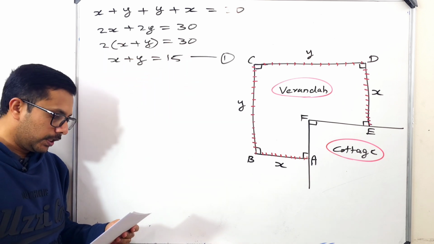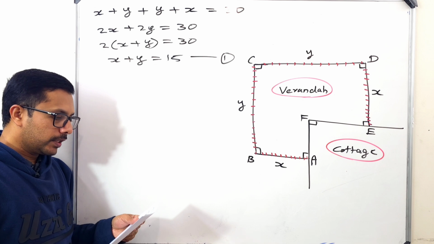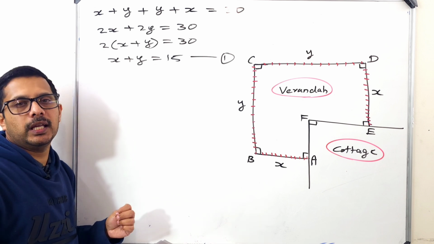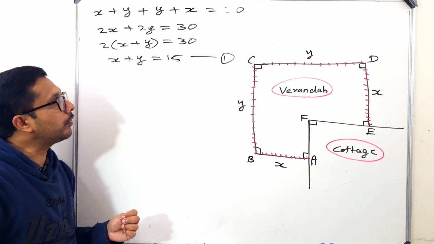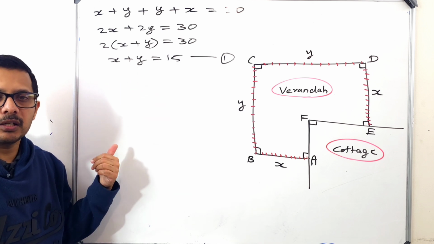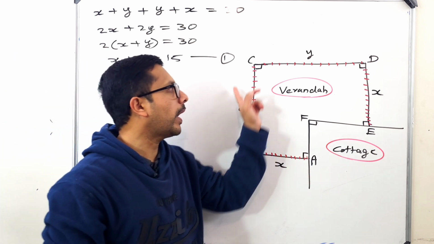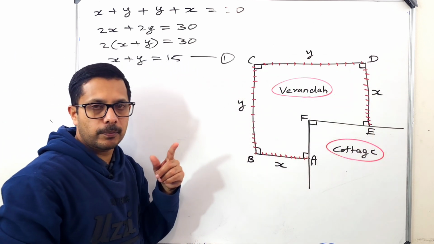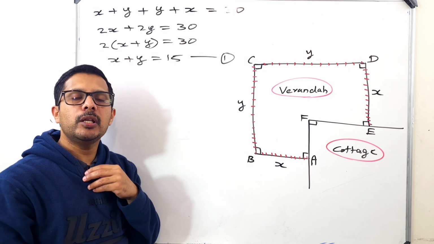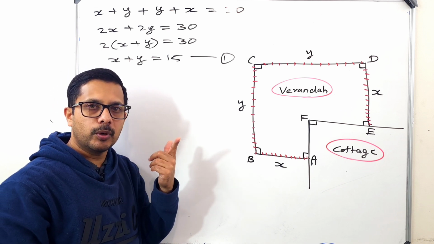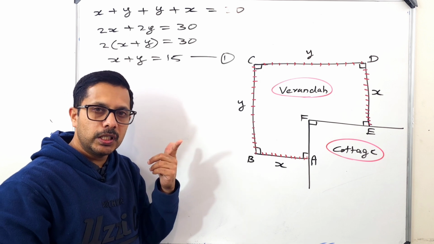Now what is the next one? Calculate the value of x and y for which the veranda will have a maximum area. So you have to find the values of x and y, and the condition given is that the veranda will have a maximum area. You studied in your class, at maximum and minimum, what you are supposed to do? At maximum and minimum, your first derivative is equal to 0.